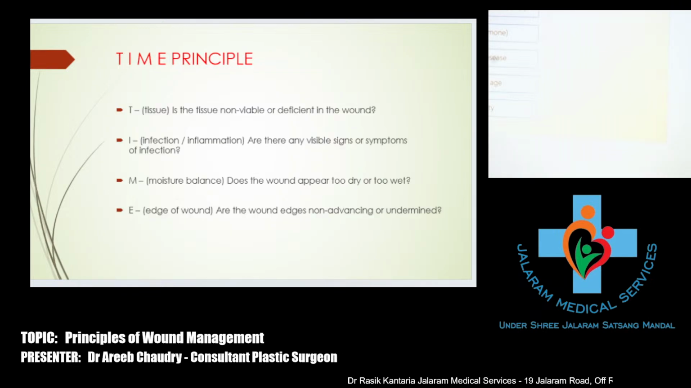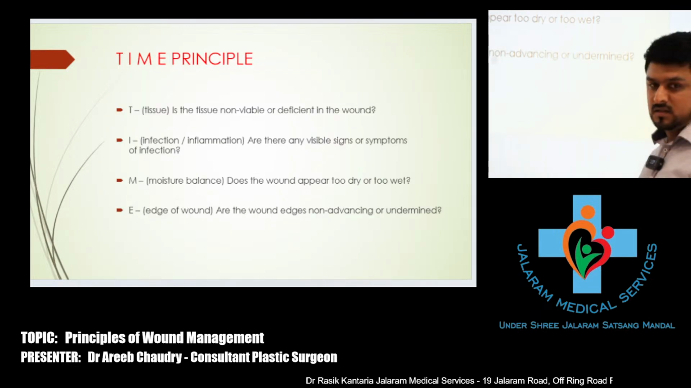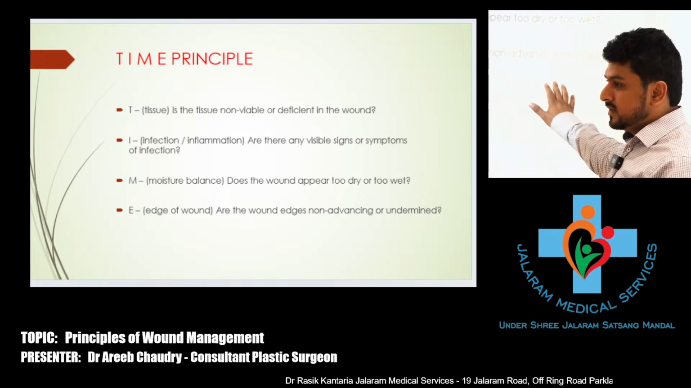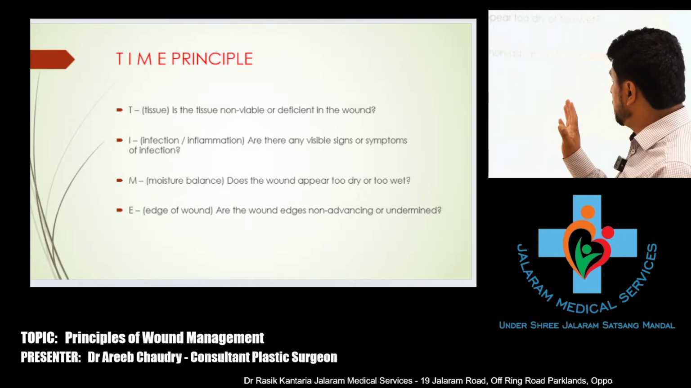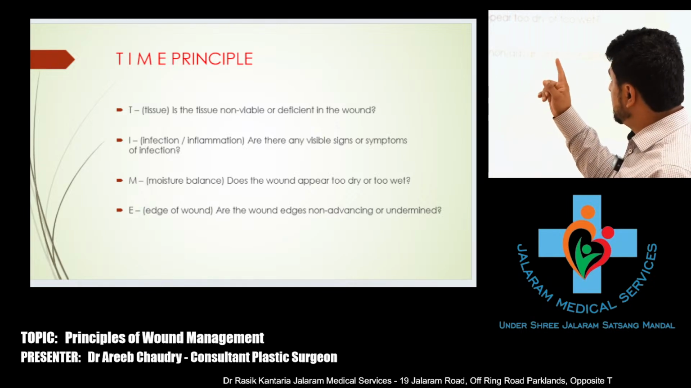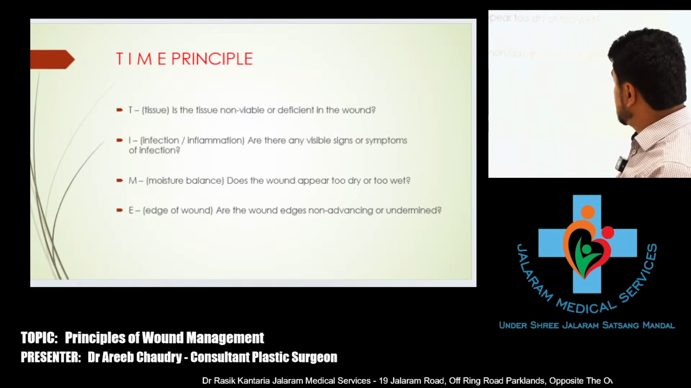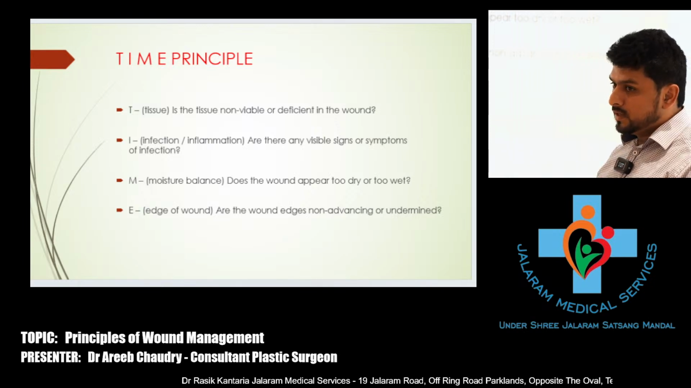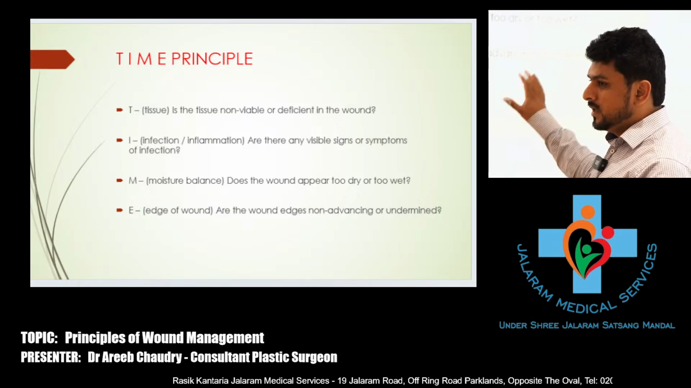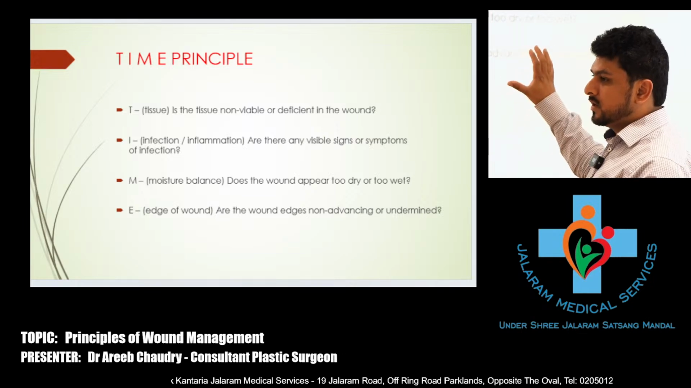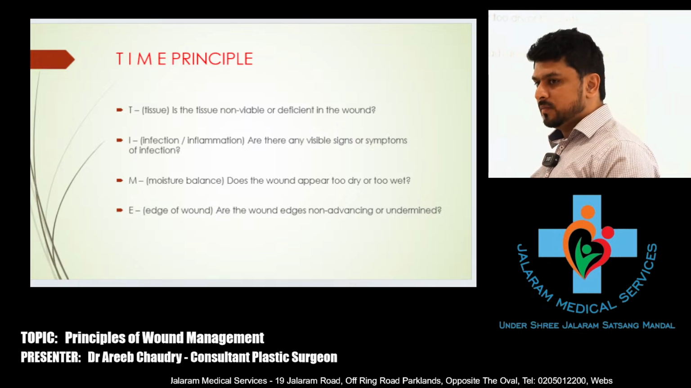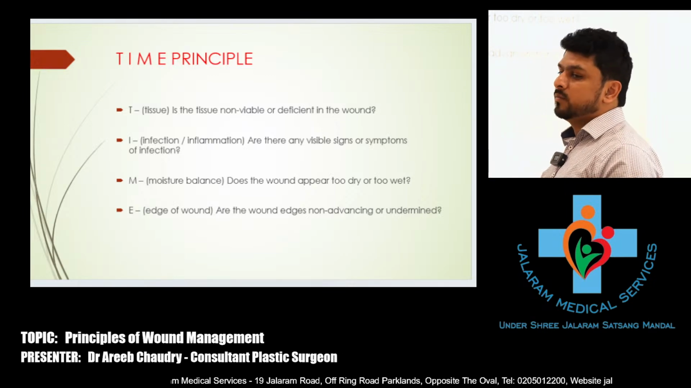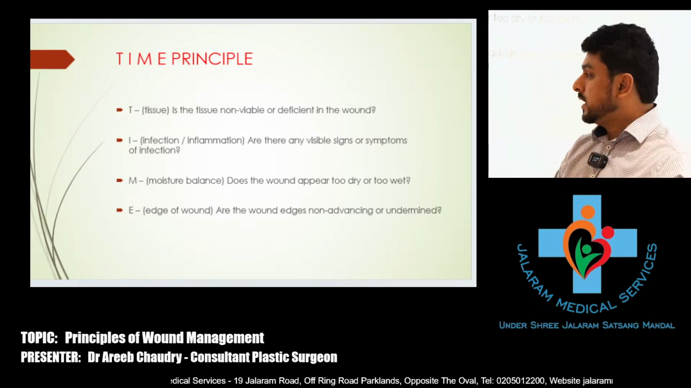Okay, good, thanks. The other principle: if there's a slide that you need to concentrate on, this is the slide I want you to leave this discussion with. There are 4 things that we look at. We look at the tissue, we look at the infection, we look at the moisture balance, and we look at the edges. If you can categorize a wound and get these 4 factors on a piece of paper and study them, then you're able to get a way to your plan of management.